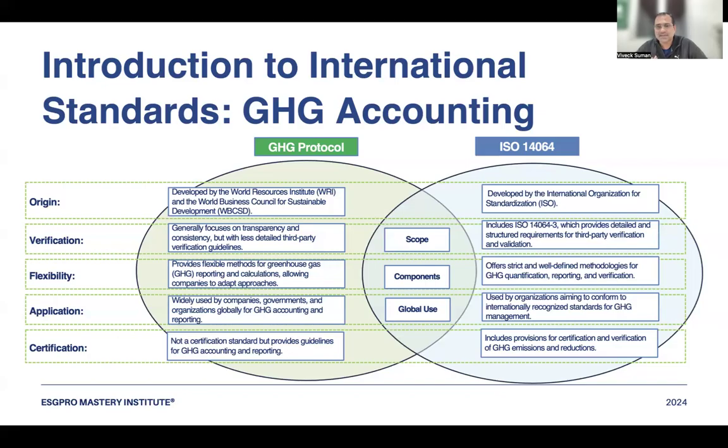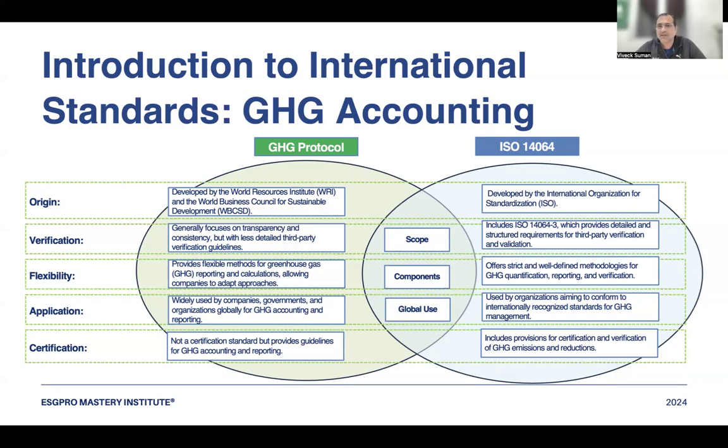Both of them have the same scope, same components even. And third is, of course, that if you are using either, your document becomes usable by the world. So it's for global use. So this is the common factor where each of them overshadows the other. While there are differentiation factors, which stand in terms of origin, verification, flexibility, application, and certification.